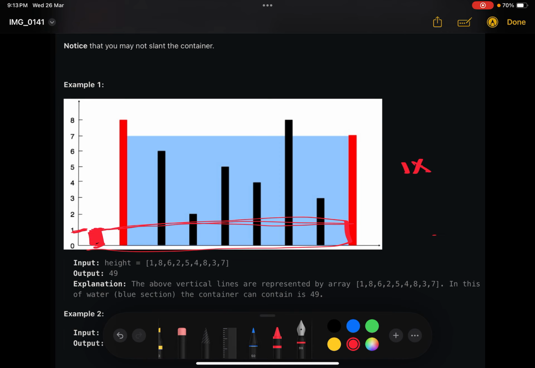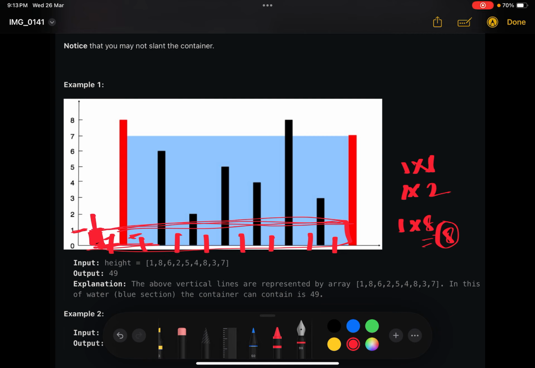And second, what will be the width for this? Only one difference is there, so 1 into 1. For this, what will be the width? 1 and 2, and height will be 1, so 1 into 2. As you can see, from here to here the width is 8: 1, 2, 3, 4, 5, 6, 7, 8, and the minimum height is 1. So 8 centimeter, you can say 8 centimeter of water you can store.